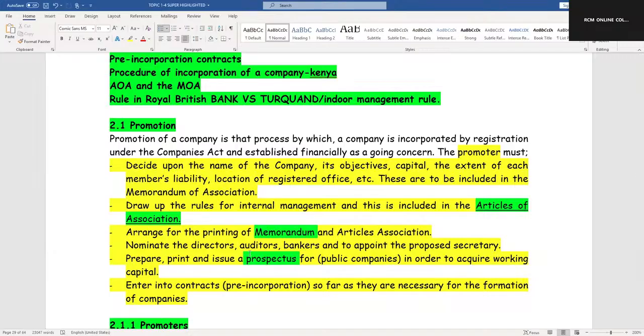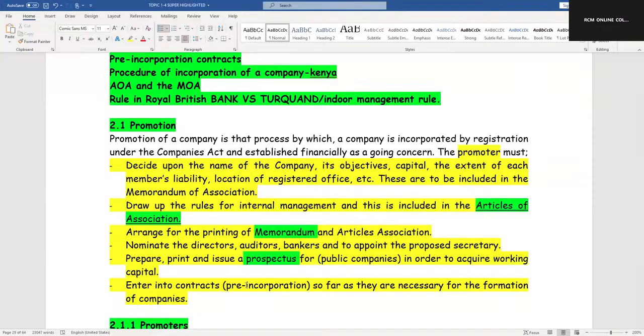So any contract entered into just to support or enable the company to be formed, we call a pre-incorporation contract. For example, quite early in advance, this promoter might try to identify office space for the company, so that when it gets that certificate, it can immediately commence business. He might enter into agreements with a landlord, looking for office space. He might also end up sourcing furniture.